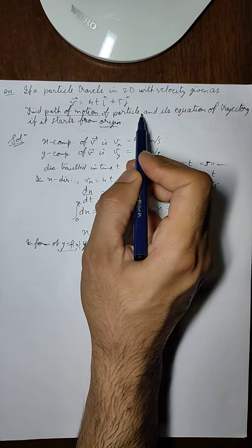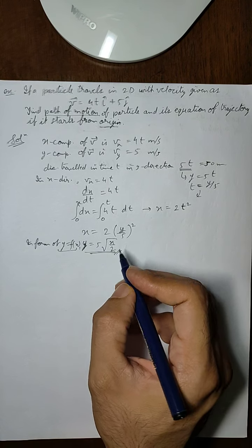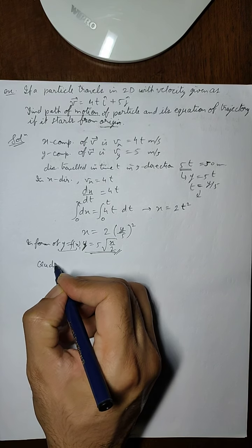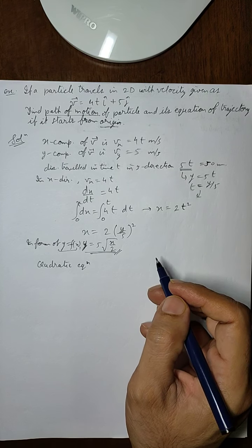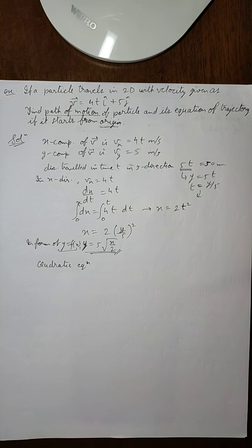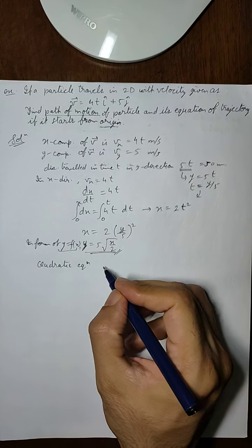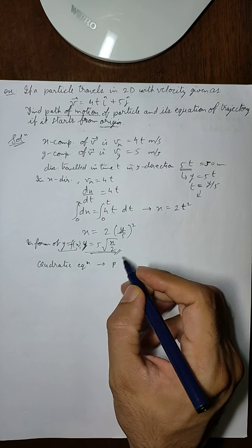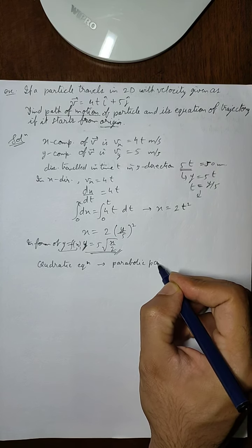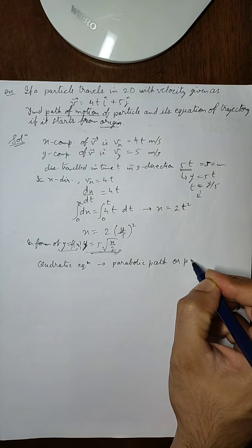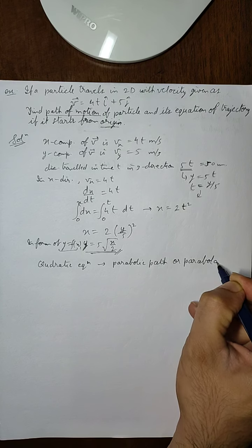And what is the path of motion? Now since this is a quadratic equation, as you must have studied in class 10th maths, there were a few graphs given at the start of the chapter on quadratic equations. So whenever there is a quadratic equation, the path that the graph follows is a parabolic path, or we can simply call it a parabola.